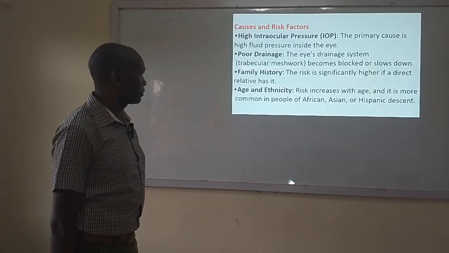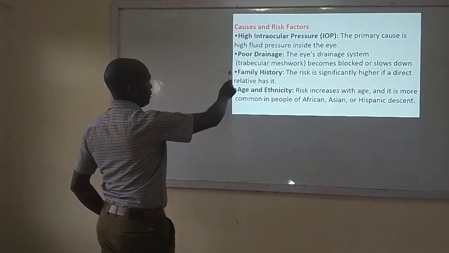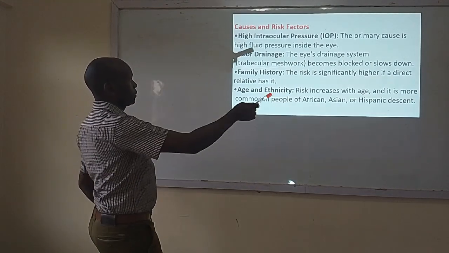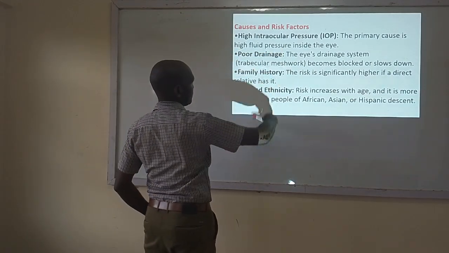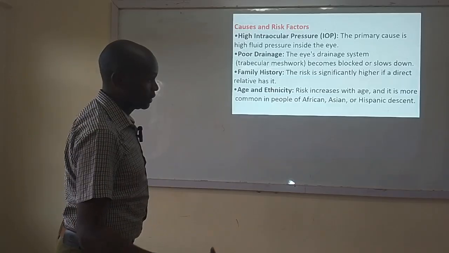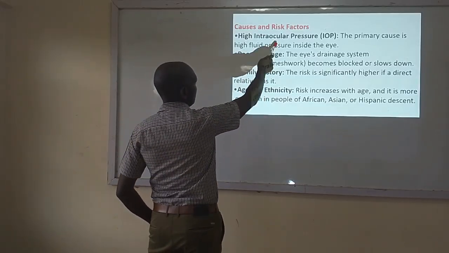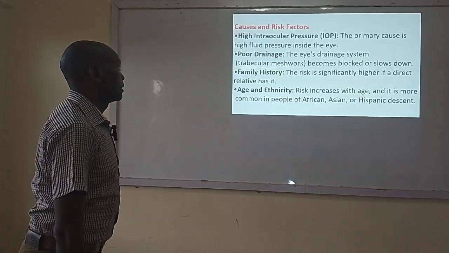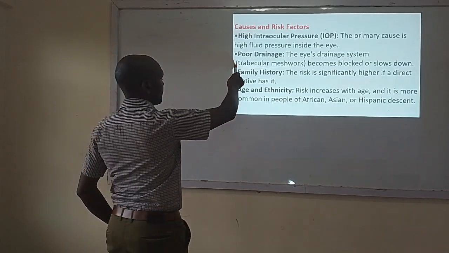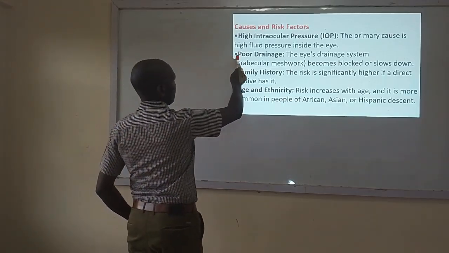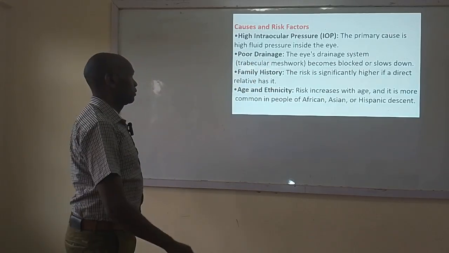Most of these things we had mentioned. When you have high intraocular pressure, it will cause high fluid pressure inside the eye. That's a risk to glaucoma. When you have poor drainage, it will cascade down back to high intraocular pressure because our aqueous humor is not flowing normally.